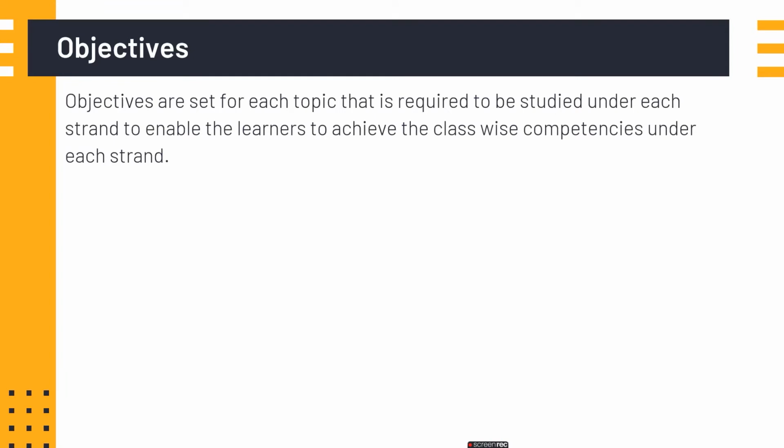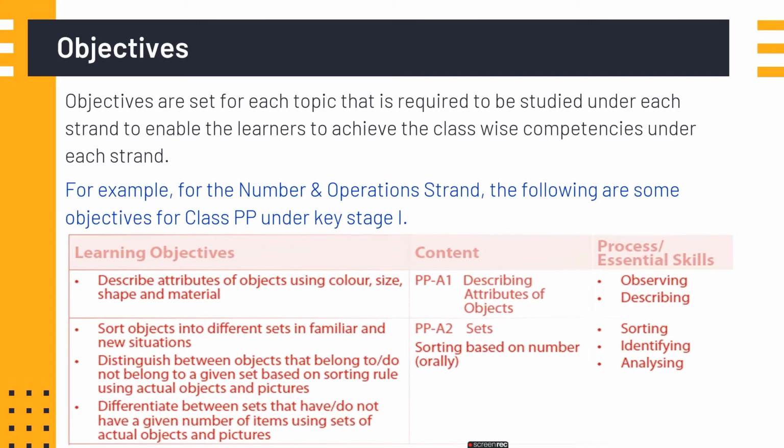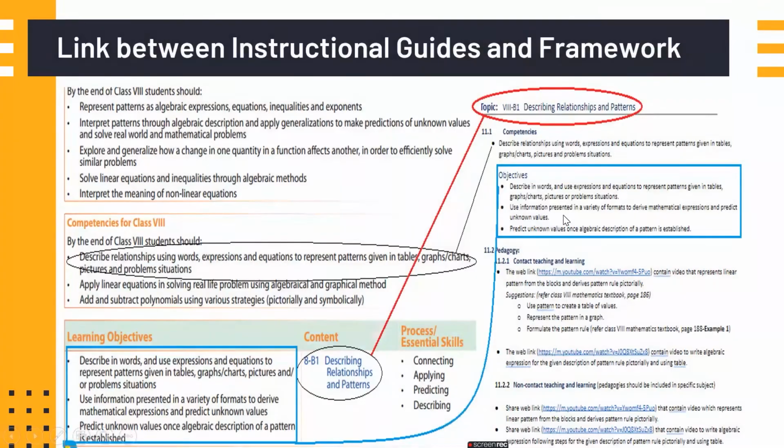Then we have the objectives. Objectives are set for each topic that is required to be studied under each strand to enable the learners to achieve the class-wise competencies under each strand. We see here the class-wise objectives for 2 topics, that is describing attributes of objects and sets for class PP. Then from the framework, we have designed the instructional guides for each class.